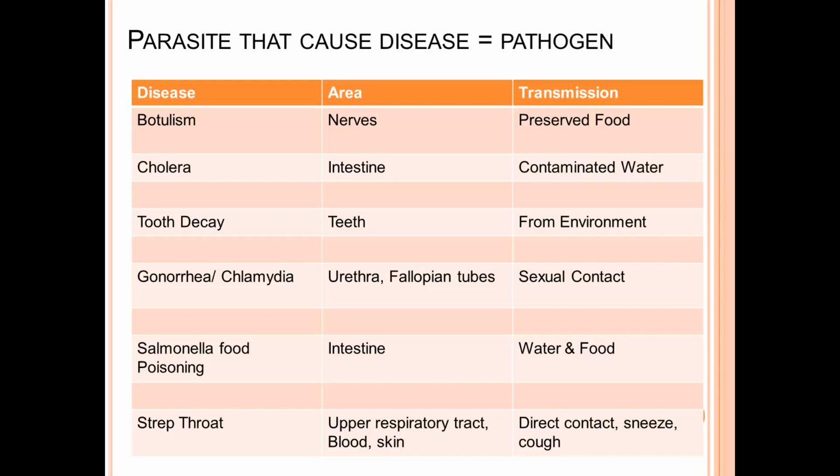But back to parasitic. If it is a parasite and it causes disease, then it is more specifically referred to as a pathogen. So you might have heard of, I'm sure, many of these. Botulism is a disease that infects the base of your nerve cells, and you can get this from eating food that's not been preserved properly.